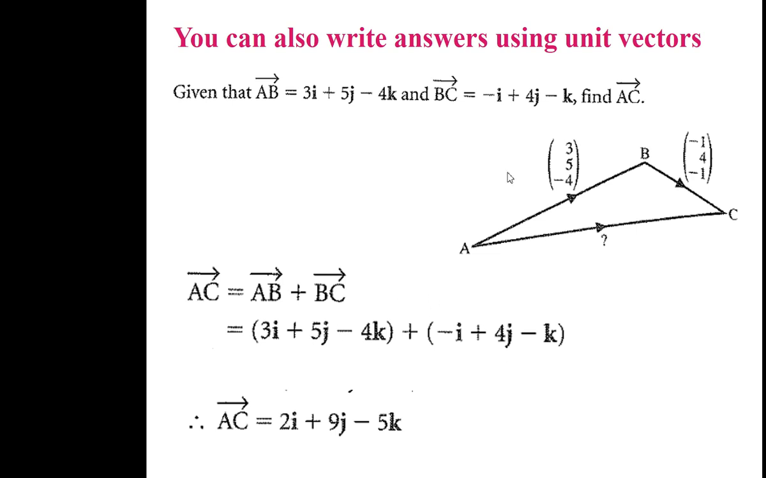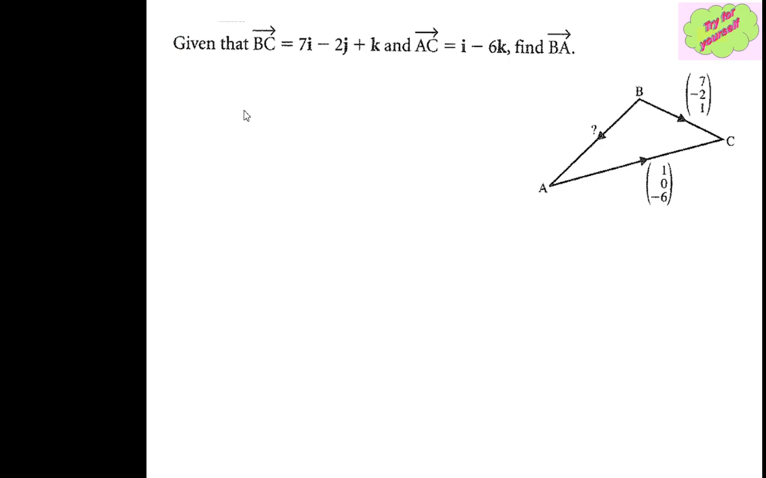Same as adding column vectors: that plus that would have given us 2, that plus that would have given us 9, that plus that would have given us negative 5. So as a column vector, that would be with brackets 2, 9, negative 5. But in this case, I wanted to point out you can write it in IJK form. Here's another example. Feel free to pause and try it for yourself, then unpause and see if you've got the same answer as us.